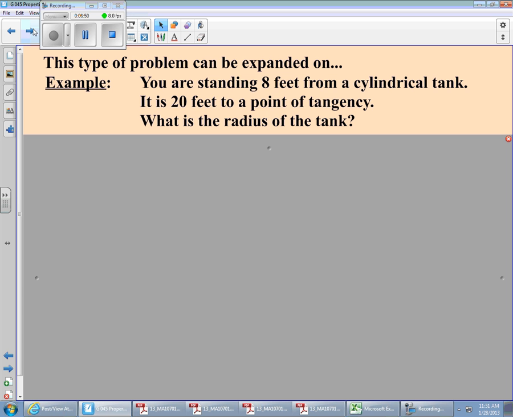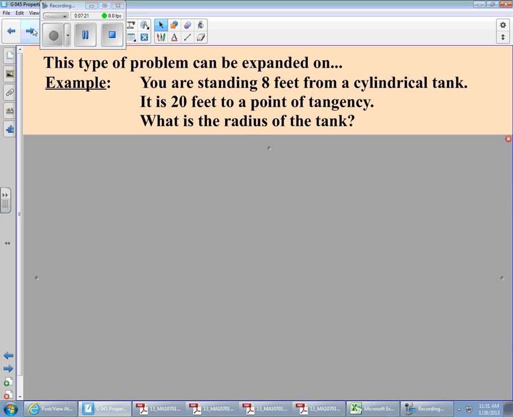Okay. So you're standing 8 feet from a cylindrical tank. It is 20 feet to a point of tangency. What is the radius of the tank? Okay. You ever think it's been a situation where somebody's bought a piece of property and there's a tank of some kind sitting on the property and they've wondered how big or how many gallons the thing may be? Absolutely. Okay, what do you think they do? Pull out a water hose and start dumping water into it and then measure out the number of gallons? Absolutely not. Okay, there is geometry at work here.